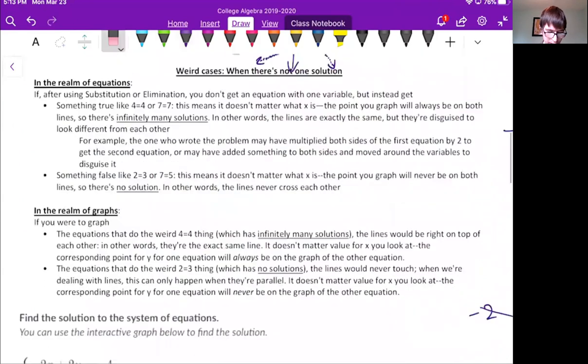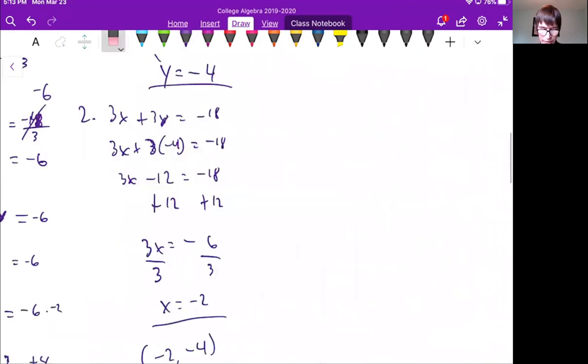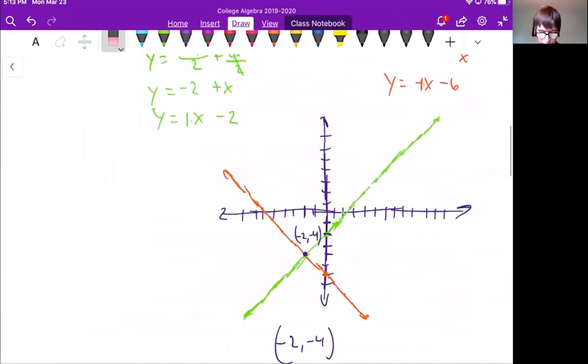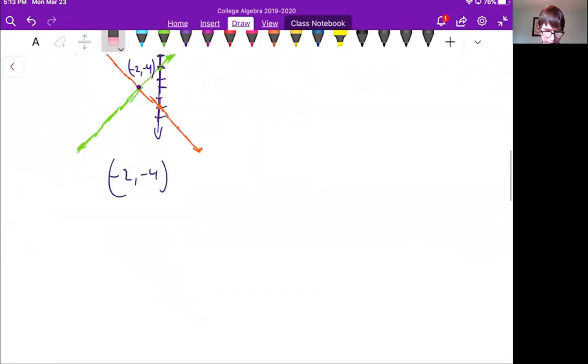The last thing to know is the way it looks in graphs. If you were to graph those two equations, the graphed lines would look something like this. If it was like 3 equals 3, that means the equation of the first line would look something like this, for example, and the equation of the second line would, for example, look something like this.